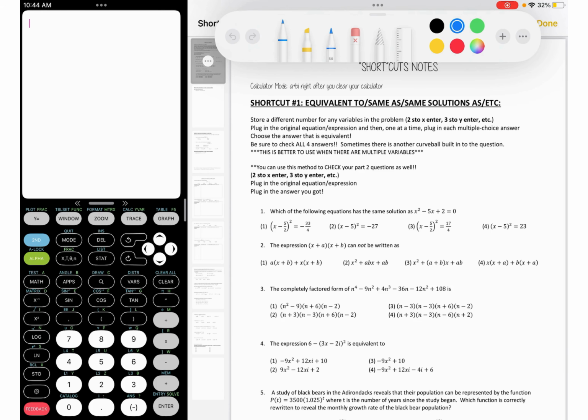So shortcut number one is something that you can use on the exam if you see any wordage like equivalent to, same as, same solutions. Sometimes it says equals. Sometimes it says not equivalent to, not the same. Sometimes it says even something like rewritten as. Any type of verbiage that means that something is equal to something else, you can use this shortcut.